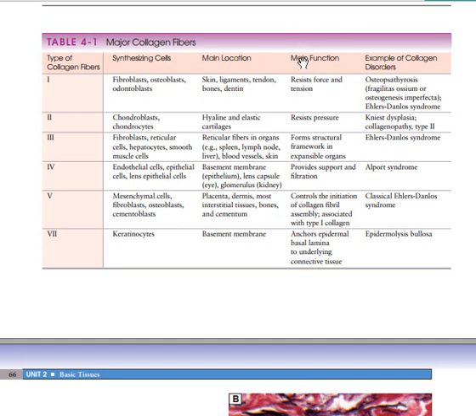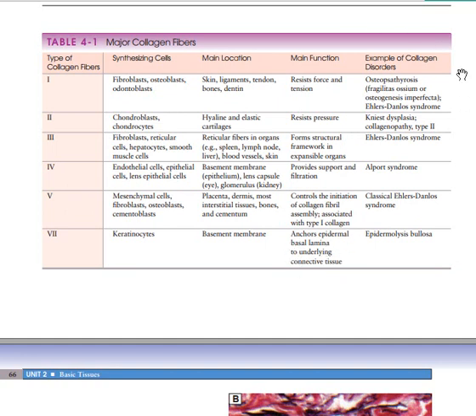Now the next thing is the main function. The main function is to resist force and tension for type 1, resist pressure for type 2, form structural framework and expansible organs in type 3, provide support and filtration in type 4, control the initiation of collagen fibril assembly in type 5, and then type 7 anchors the epidermal basal lamina.